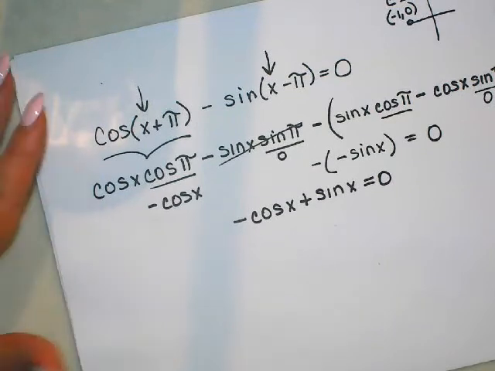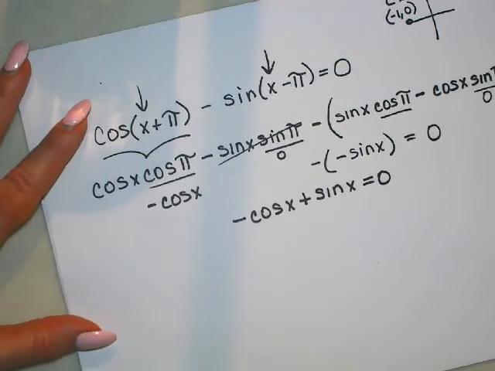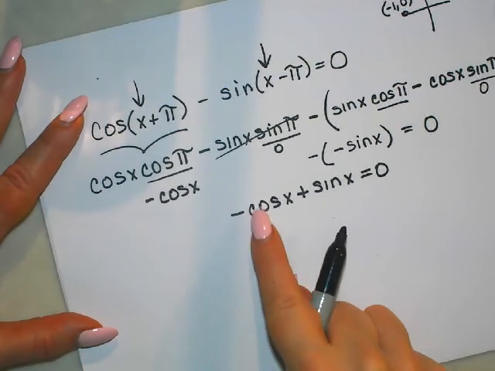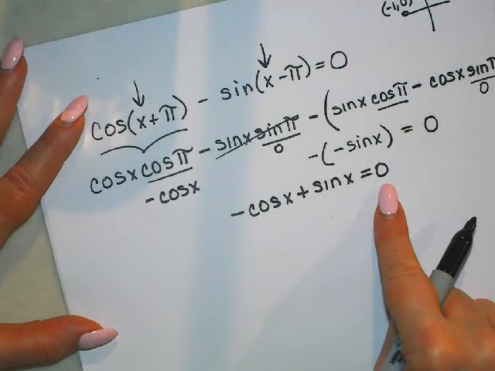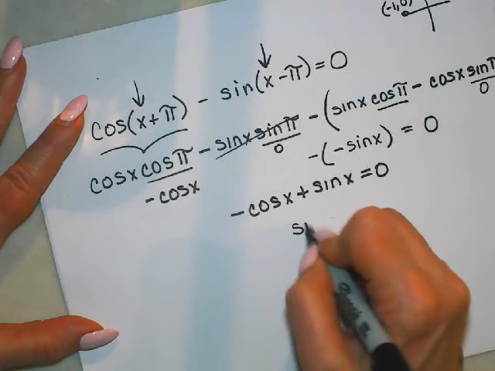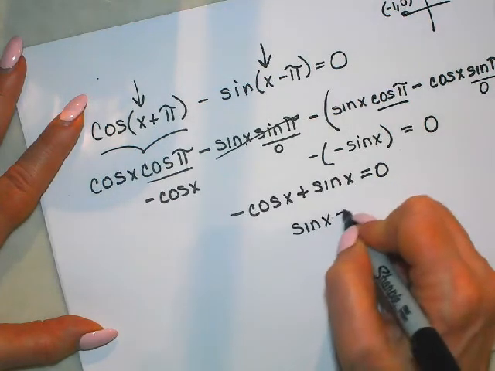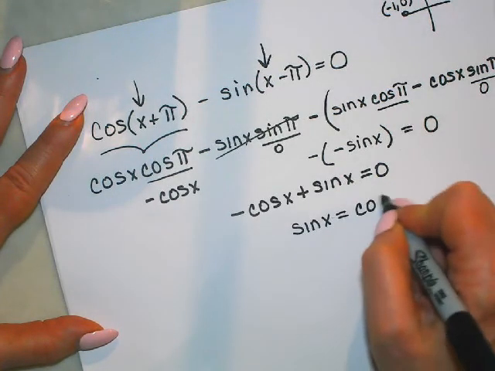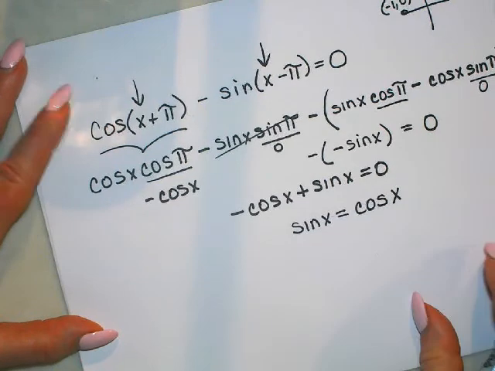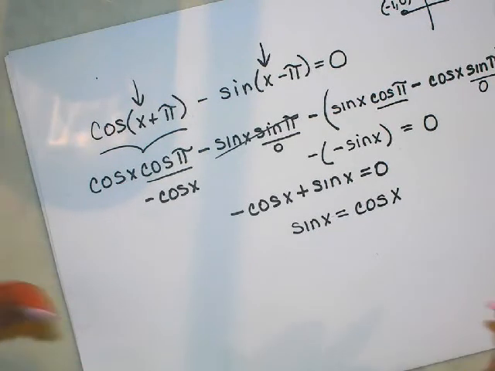Now, that is very awkward looking, okay? We have two different functions in the same sentence. This happens a few times, and I'm glad it happened now so I could show it to you. Watch what I can do. I'm going to bring this to the other side. So now I have sine of x is equal to the cosine of x.